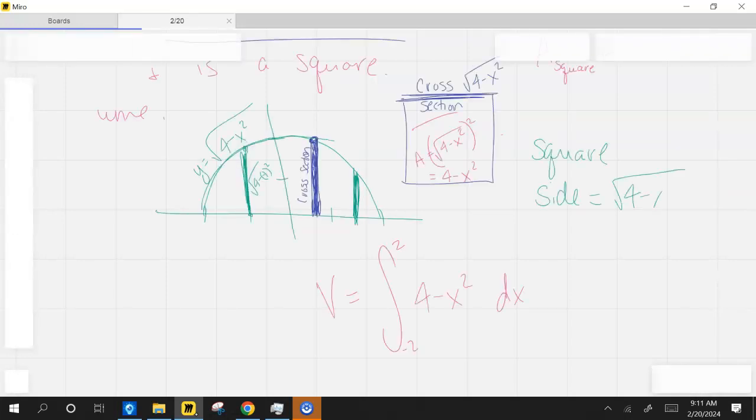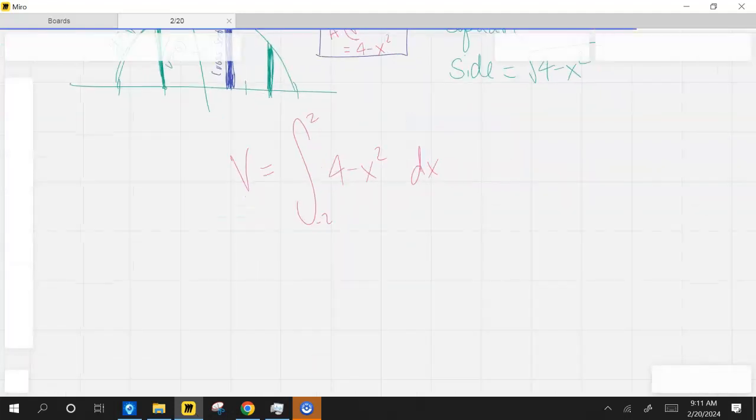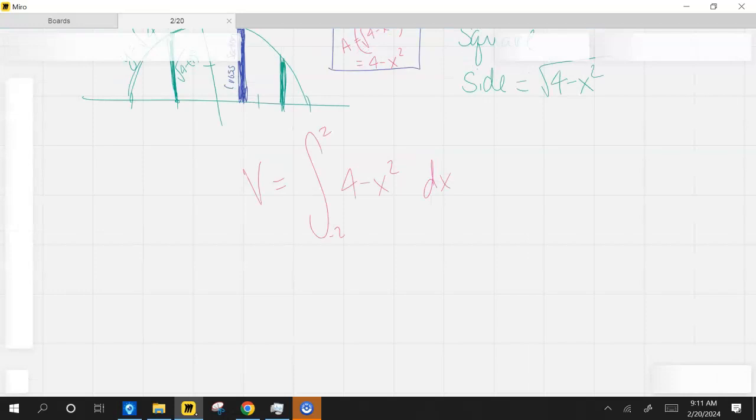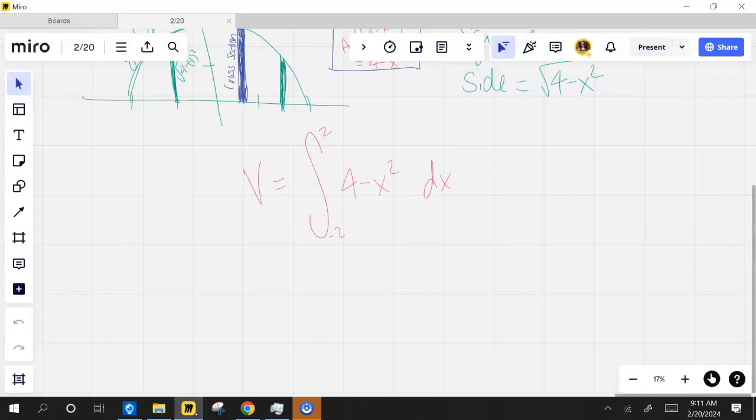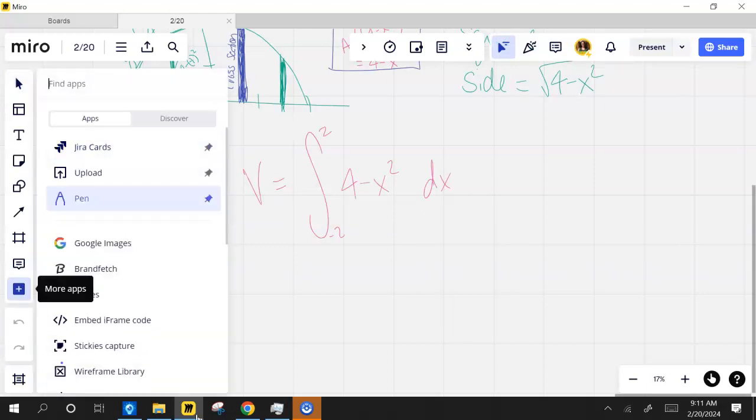You didn't get that? What'd you get for your antiderivative? And did you do it from negative 2 to 2, or did you do it from 0 to 2 and doubled? Yeah, you get the same thing.